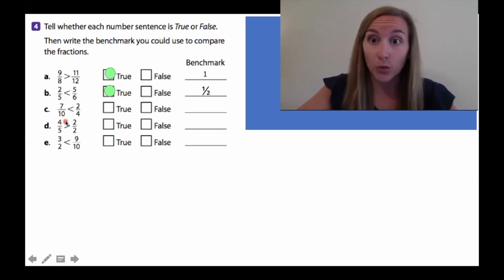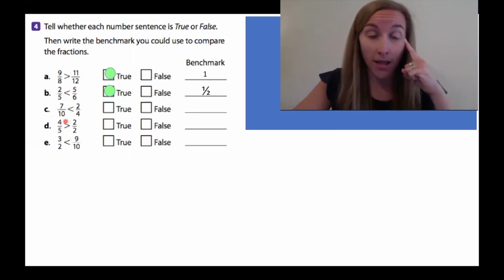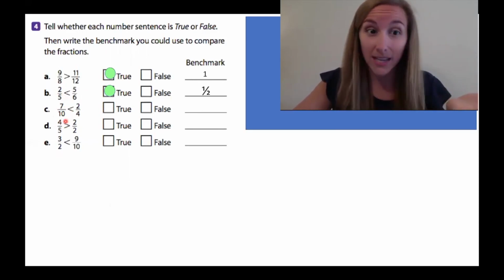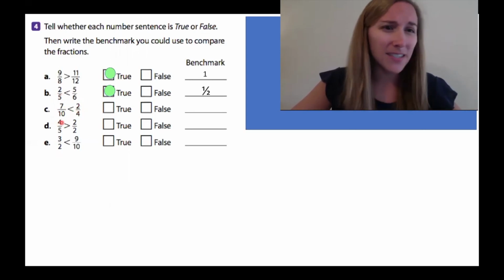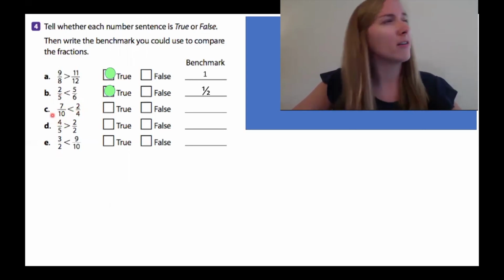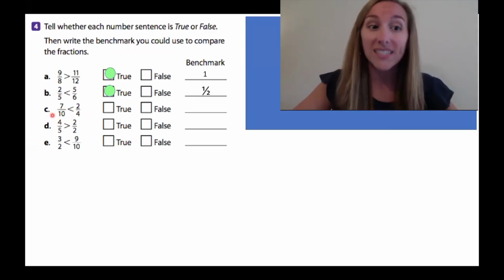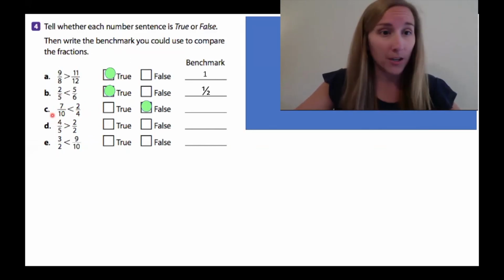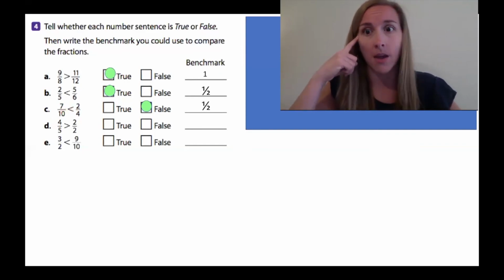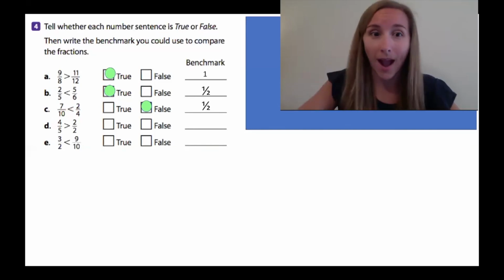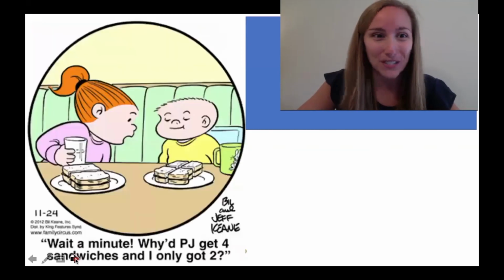Last but certainly not least, we'll talk about this one. 7/10 and 2/4. Well, 2/4, I hope it jumped right out at you. What does that equal? Does it equal 1/2? This equals 1/2, and 7/10, is it greater than or less than 1/2? 7/10 is greater than 1/2. So that has to be false. If we flip that inequality sign, that would have been correct. We could have used our thinking of our benchmark fraction 1/2. I'll save these last 2 for you to do.